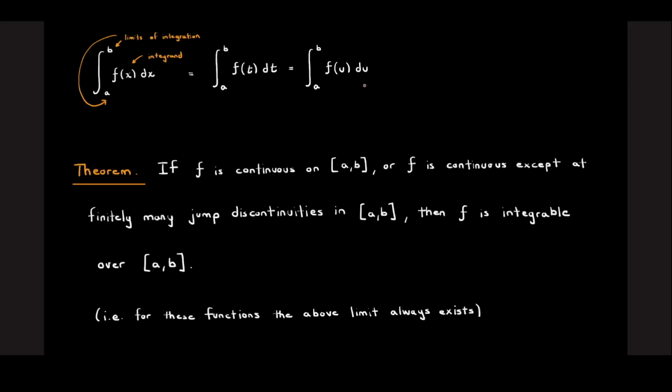And now let's state this very nice theorem. If f is continuous on a closed interval, or f is continuous except at finitely many jump discontinuities on your interval a to b, then it turns out f is integrable over this closed interval a b. In other words, for these nice functions where you have continuous functions and functions that have just finitely many jump discontinuities, the above limits will always exist no matter the partitioning, no matter the sample points. All Riemann sums will approach the exact same value, and that value we denote using the definite integral.